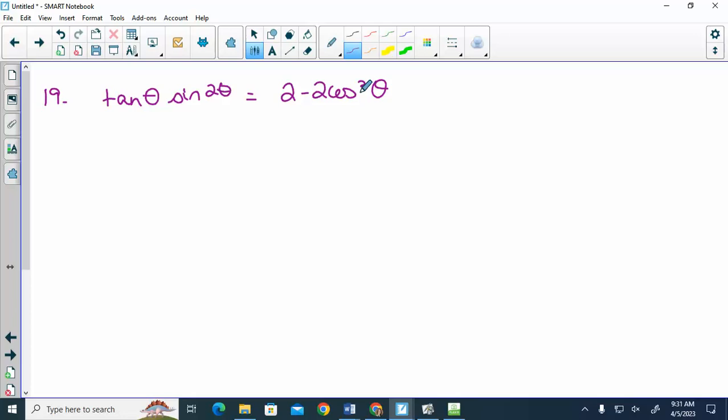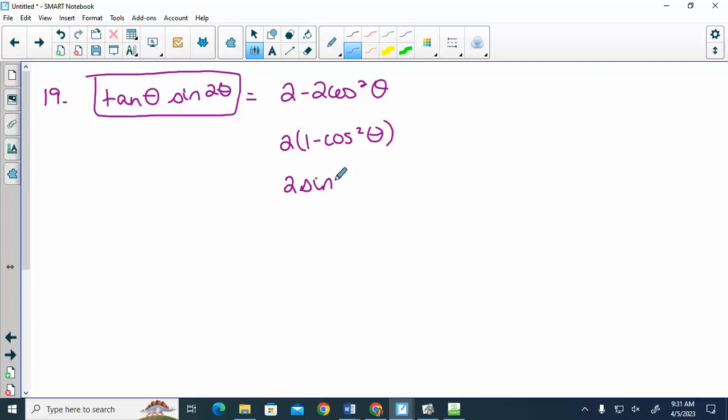Which side did you box in? Okay. So then what did you do? Two and then parentheses 1 minus cosine squared theta. Okay. What is 1 minus cosine squared? So that's 2 sine squared theta.